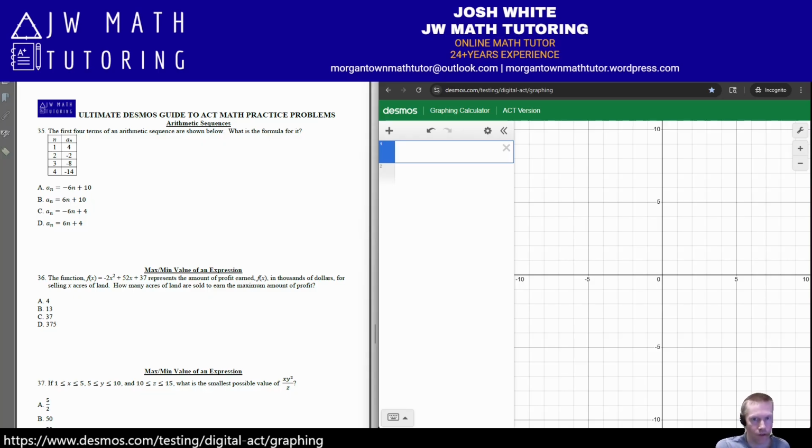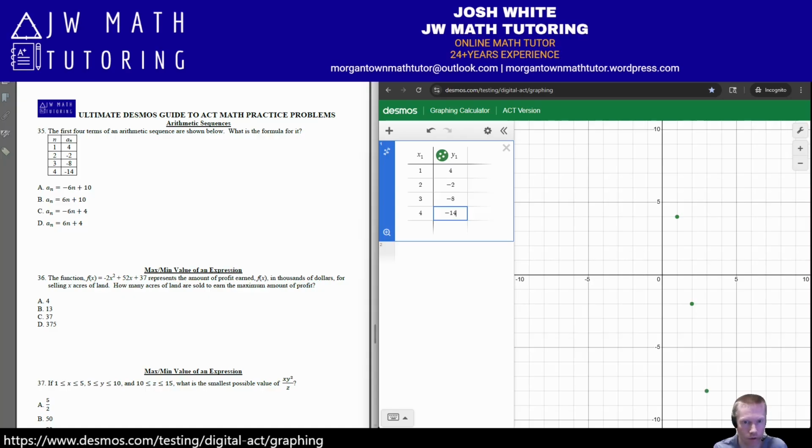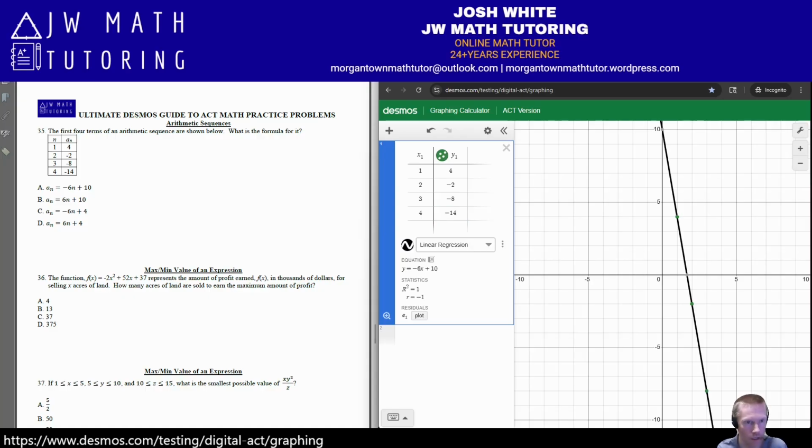Okay, a couple things. I would make a table, and you only really need to type two of these. But whatever, we can put them all in. That's fine. And then we're going to do linear regression. And we get negative 6x plus 10. So therefore, correct answer is A. That's it.